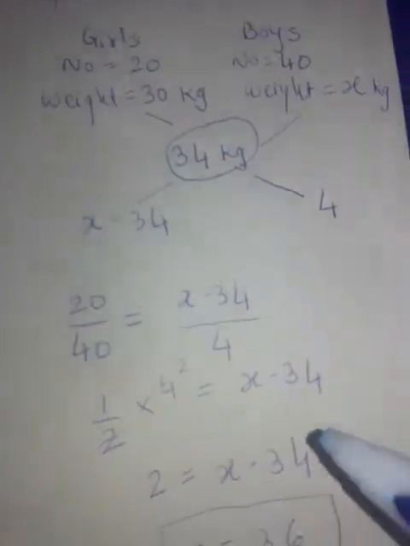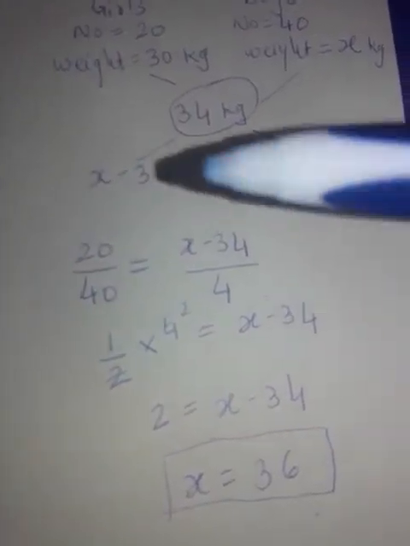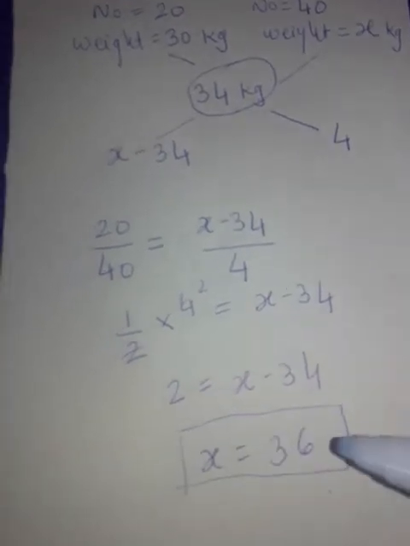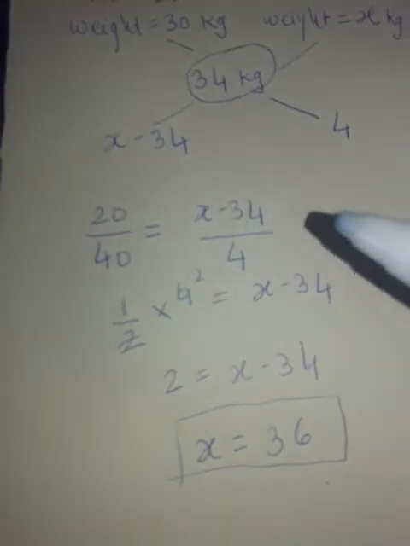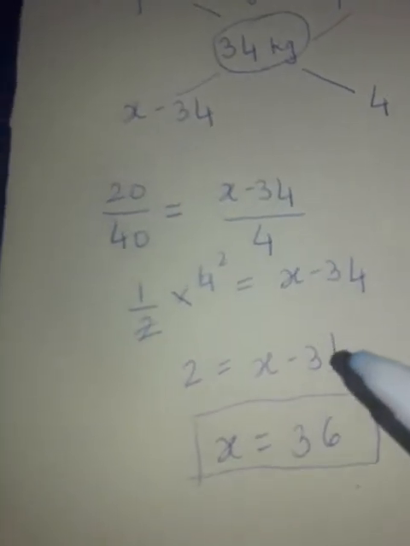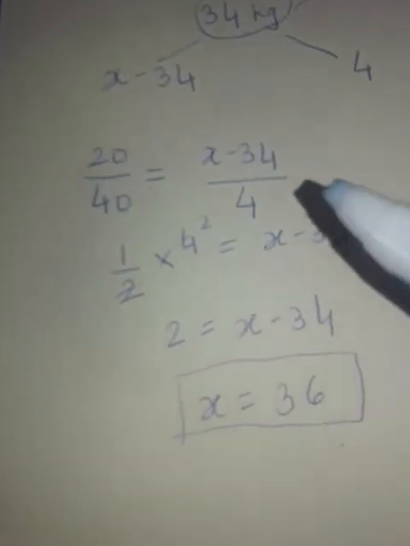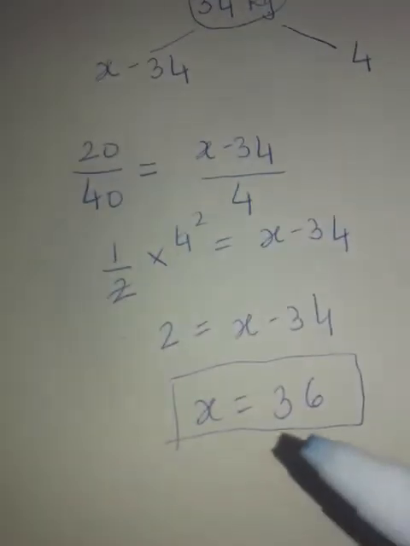So 36 is fine. 36 is fine. So use this common sense. Whenever you find X, if it is very much bigger, it cannot be. So use that common sense. So even when we solve problems on ages, mother's age, son's age is given.